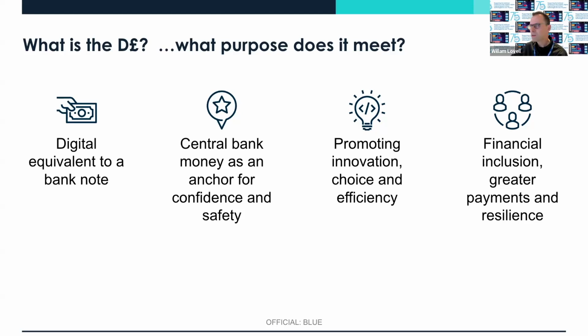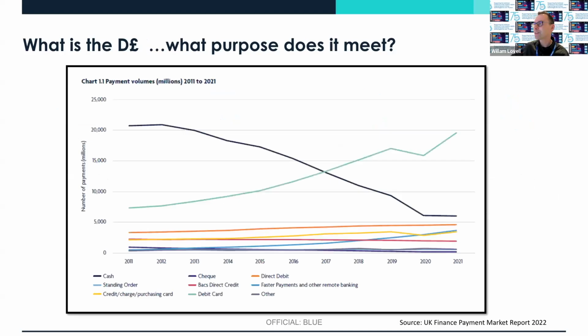And with that in mind, I've got, I think, the only graph in this presentation. There it is. This is showing payment volumes between 2011 and 2021. And the declining line that you can see there, the black line, is the use of cash in number of payments. You can see that it comes down and it starts to flatten out around about 2020. The upward line you can see there is debit cards, but all of the other electronic payment methods that are in there are starting to increase as well.